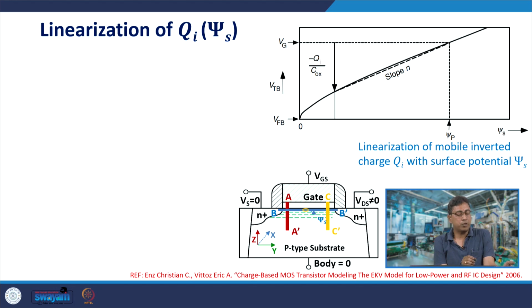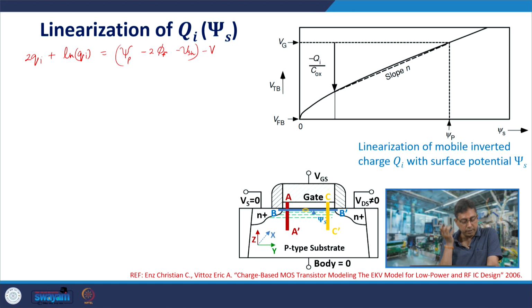We have now obtained a relationship between the pinch off potential chi p and the inversion charge q I. So, that relationship is 2 q I plus natural logarithm of q I is equal to the normalized pinch off potential minus 2 phi f minus VSH minus V. So, how does this behave? Let us try to understand.